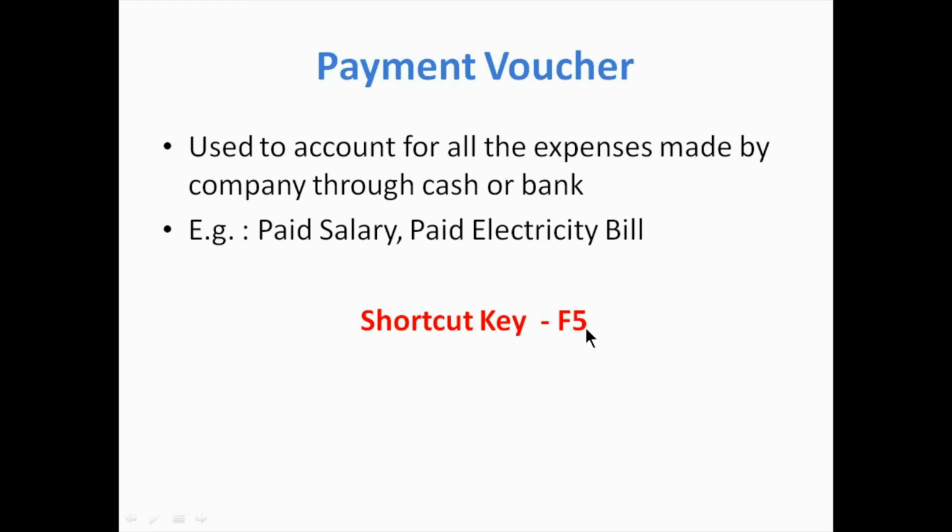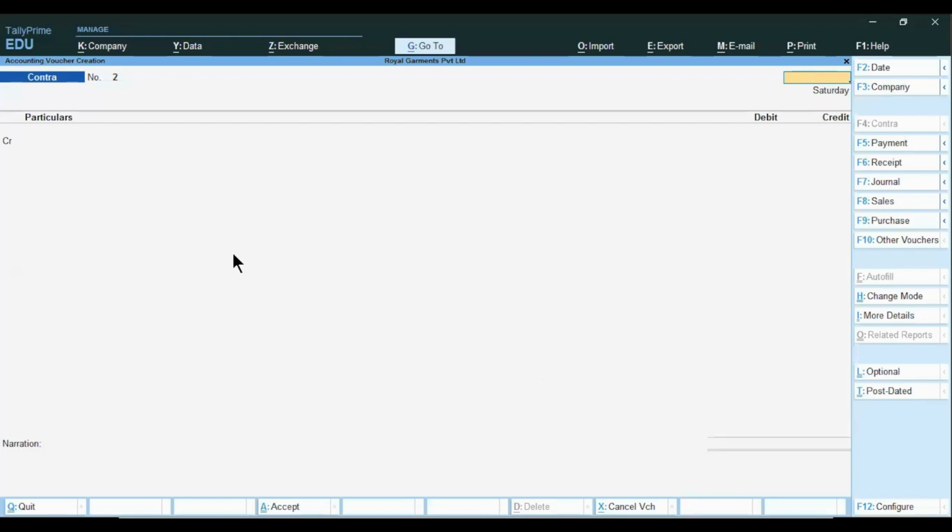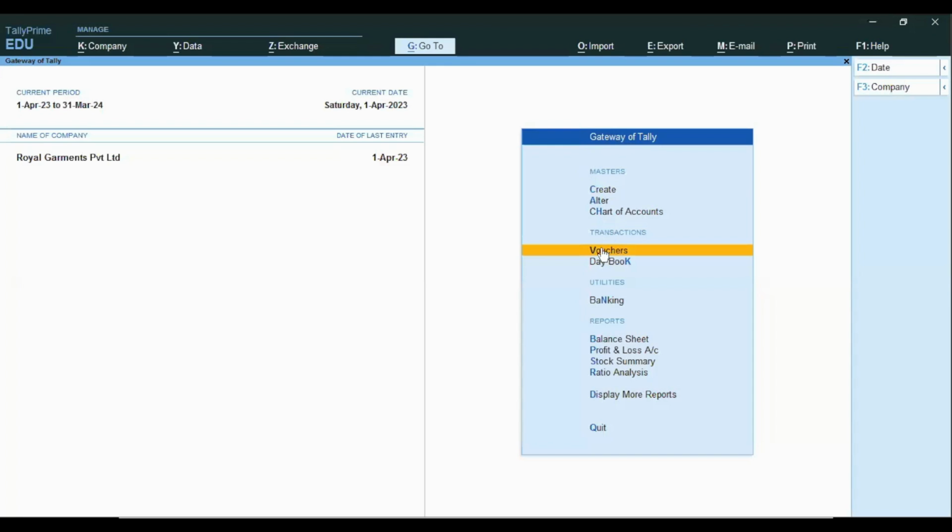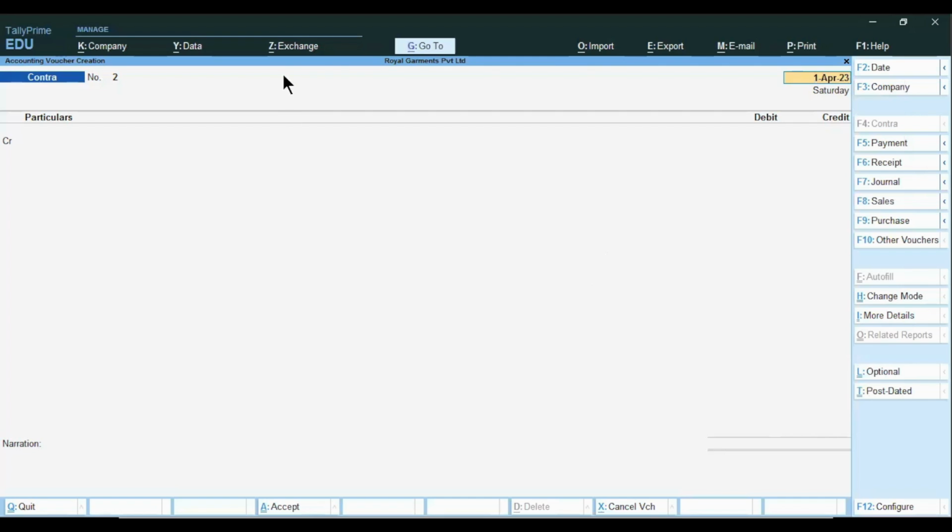So let's enter a payment voucher. How to enter the voucher? First go to Gateway of Tally, Vouchers, and as recently we have entered a contra voucher, it shows the contra voucher and now we need to change it to payment voucher. Either press F5 from your keyboard or to the right hand side we have the list of shortcut keys. So F5 is for payment, enter. Just cross check. You have the word payment in the left hand top corner. So this is the payment voucher creation.